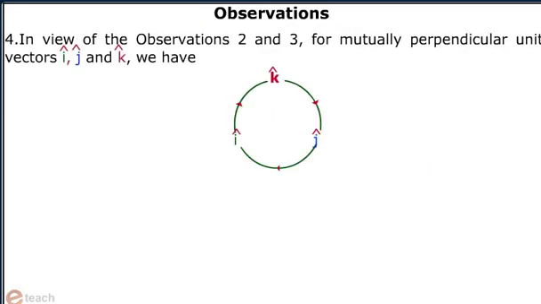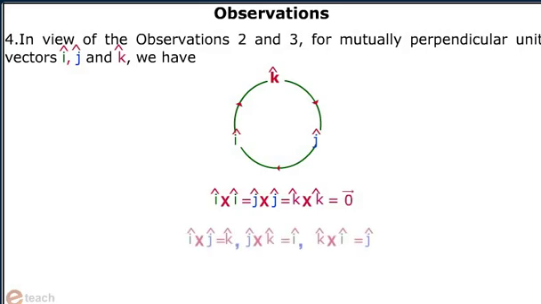Observation 4. In view of observations 2 and 3, for mutually perpendicular unit vectors i cap, j cap and k cap, we have the following observations. i cap cross i cap equals j cap cross j cap equals k cap cross k cap equals 0. That is, the cross product of a vector with the same vector is always 0. And similarly, i cap cross j cap equals k cap, j cap cross k cap equals i cap, and k cap cross i cap equals j cap.